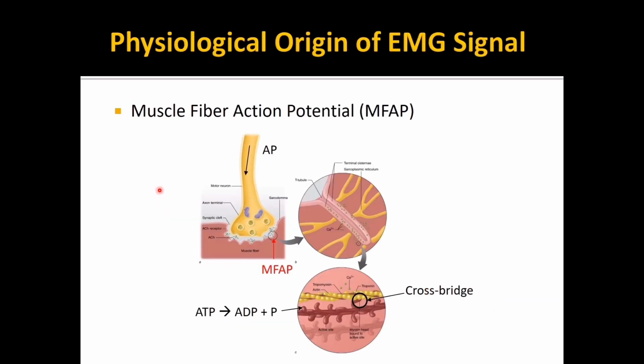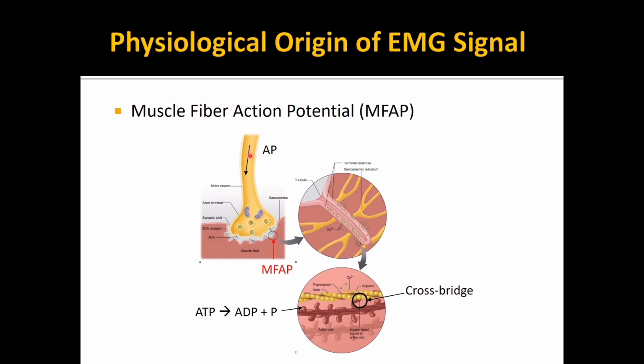We need to understand the physiological origin of the EMG signal. Here we have an action potential. AP represents action potential. This is coming down from the central nervous system, which means this is a motor neuron here. This part is the terminal end of the motor neuron. Then we have a space between this motor neuron and the muscle fiber, which is called the synaptic cleft. And we have a specialized region on the muscle fiber membrane, which is the motor end plate.